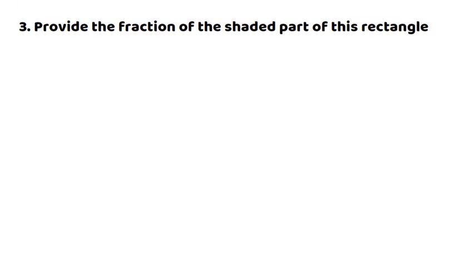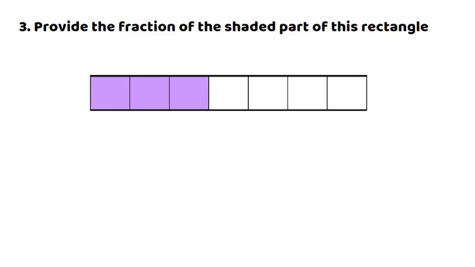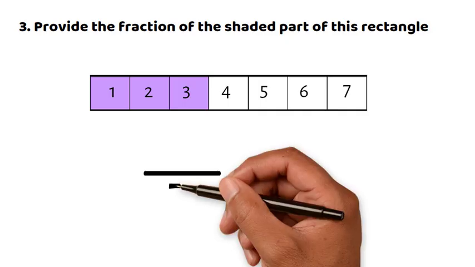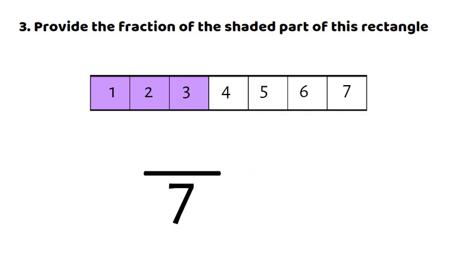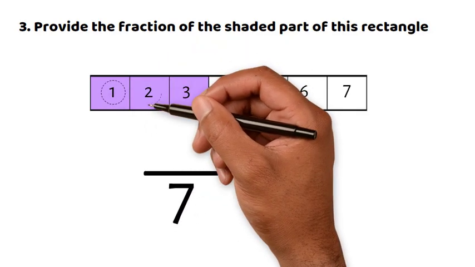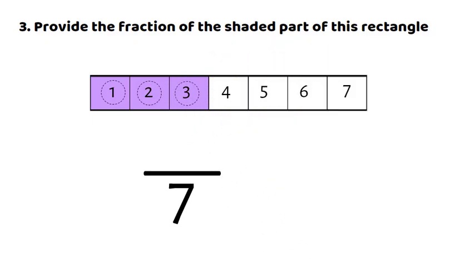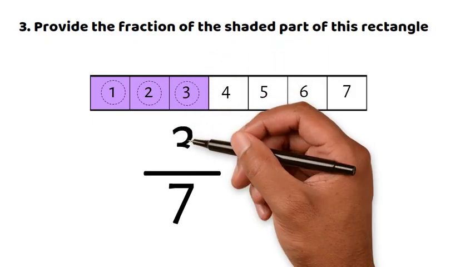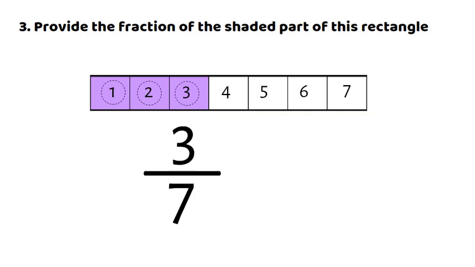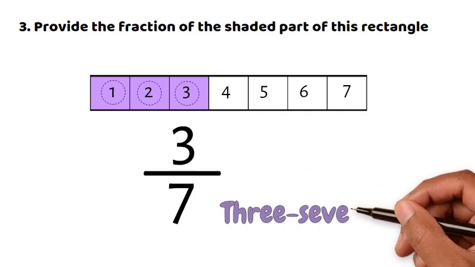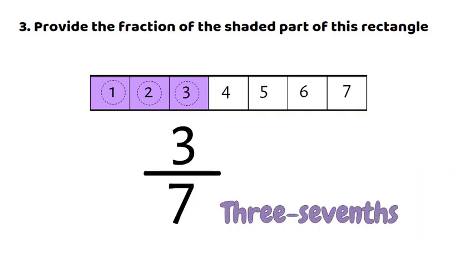In number 3, we see a rectangle has been given. This rectangle has been divided into 1, 2, 3, 4, 5, 6, 7 equal parts. We therefore know that the denominator of the fraction would be 7. The number of parts that have been shaded is 1, 2, 3. So the numerator would be 3. The fraction of the rectangle that has been shaded is therefore 3/7, or 3 over 7.